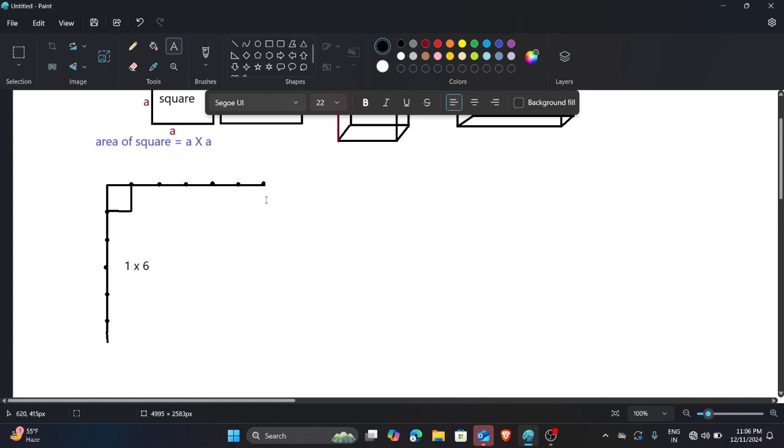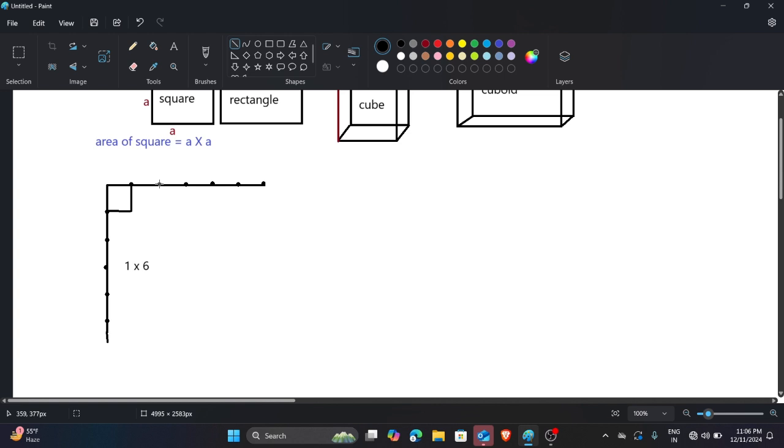So when you replicate this line, suppose this is 1 unit, and this is all 6 units, you are doing nothing but this.